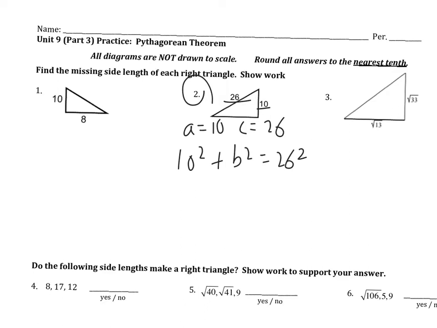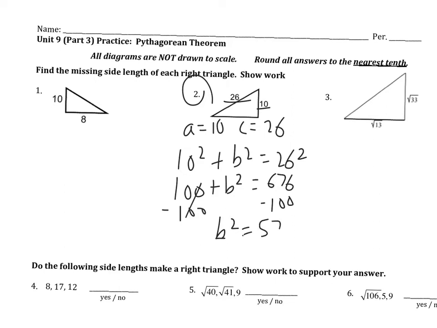So from there, we need to use our calculator to figure out what this will be. So that's going to be 100 plus b squared equals 26 squared, which is 676. Now, to solve for b, I need to subtract 100 from both sides. So b squared equals 576. And then to cancel out a square, I need a square root. So I'm going to square root both sides to get b. And the square root of 576 is 24. So that means b is 24.